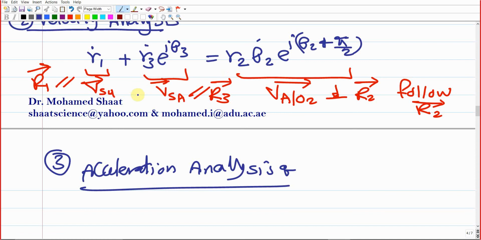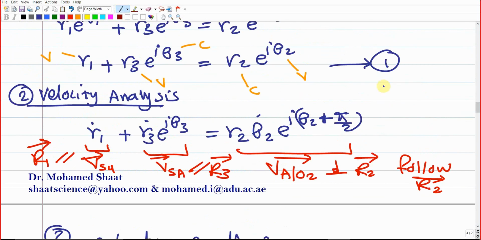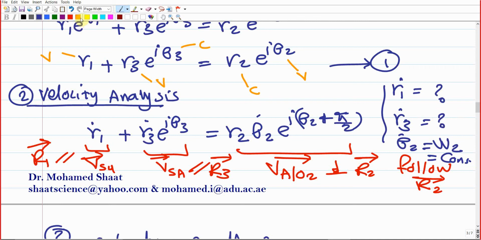For the acceleration analysis of this equation, we have in this equation R1 dot and R3 dot, in addition to theta 2 dot. Theta 2 dot is already given as omega 2, and it was given constant, with a value up there. But these two are variable and unknown. This is variable, this is variable.